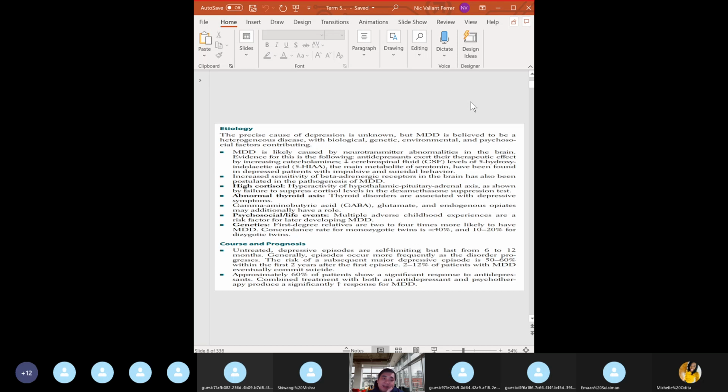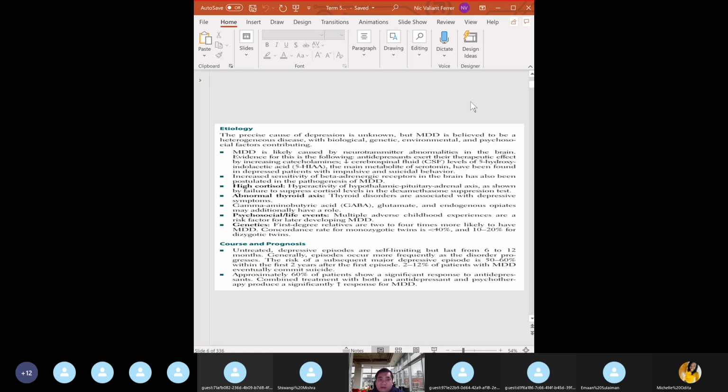So MDD, neurotransmitter abnormalities. There's something wrong. And what can be found in the CSF? Low levels of 5-HIAA, which is the main metabolite of your serotonin. What else? They have increased sensitivity of beta adrenergic receptors in the brain. High yield: depressed patients have high cortisol. Why? They have hyperactivity of your HPA axis by failure to suppress your cortisol level in the dexamethasone suppression test.